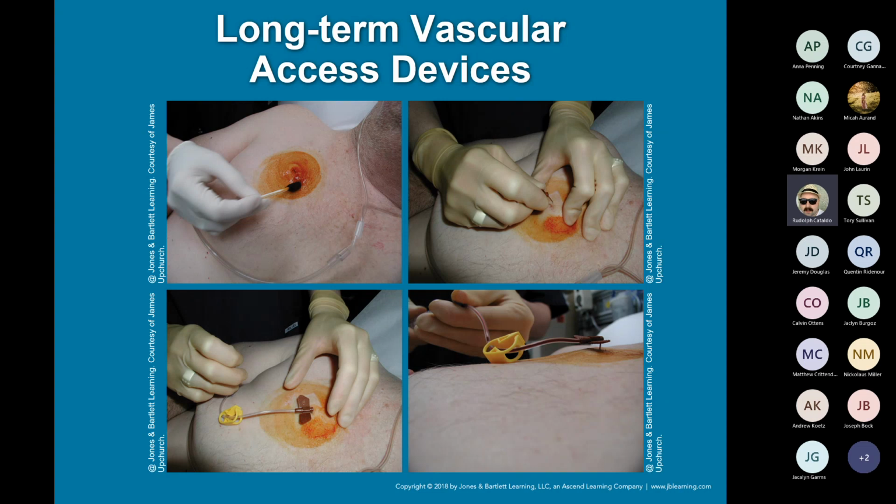Because you've got to use iodine, you've got to use sterile gloves. It's not worth it to me. I'll just start an external IV if possible on these patients, but that is what a port is. You're going to see these in the clinical setting. You're going to see these in ICUs.